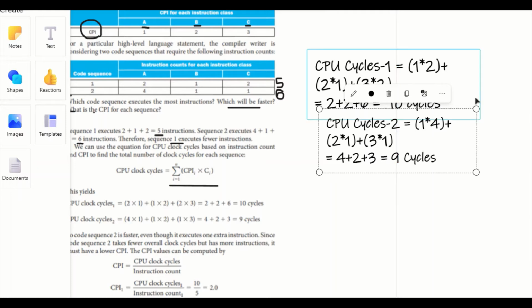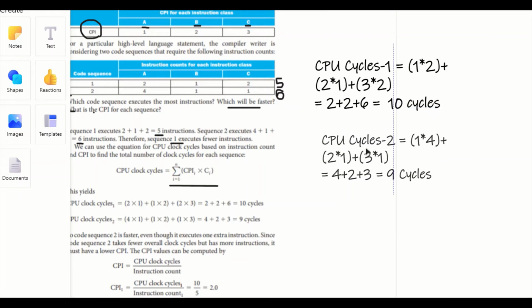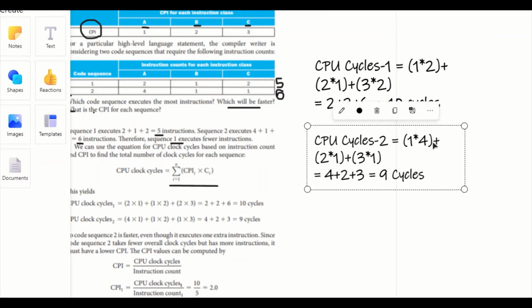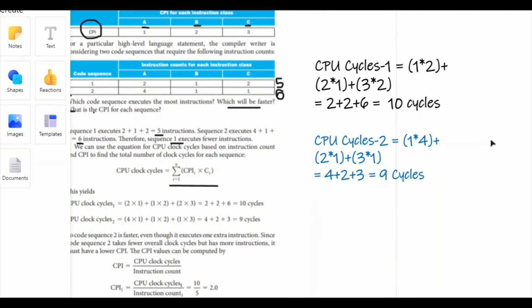Okay then. I'm writing the unit. Let me put it a little down. Let me change the color. So the first one is the CPU cycles for program 1, and the second I'm doing for program 2. You can compare on the side. See, the calculation is written here. I'm getting the same answer.